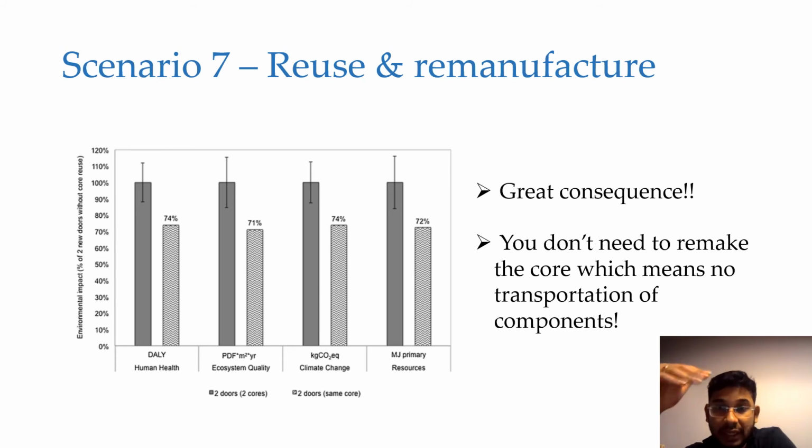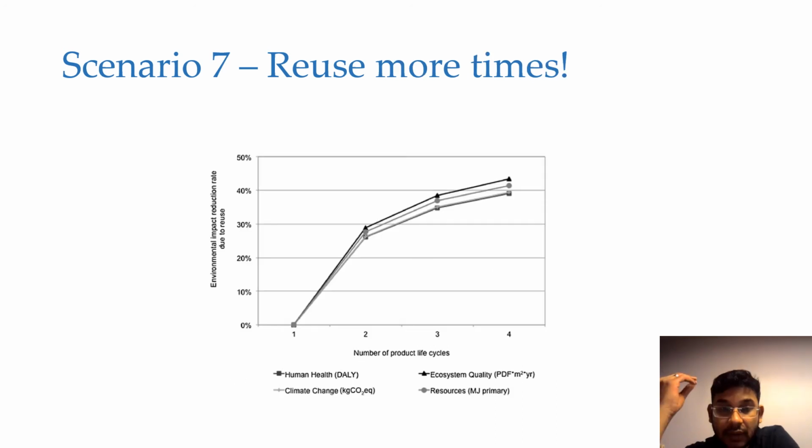It showed really positive consequences. In all the categories, the impact was drastically reduced, which means that this possibly is the way to go. It could be common sense to see, oh, if only we could reuse the core of the door again. But again, when you try to quantify, you clearly see the numerical benefits. And the more times you try to reuse the door, the less environmental impact it actually could provide.